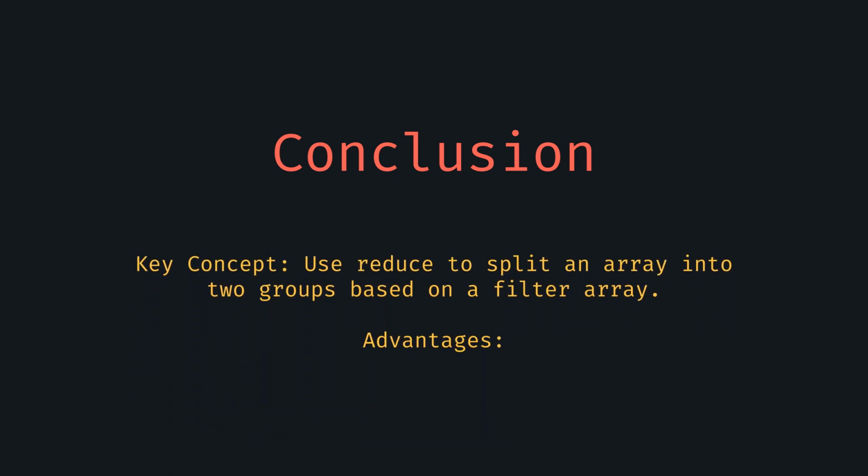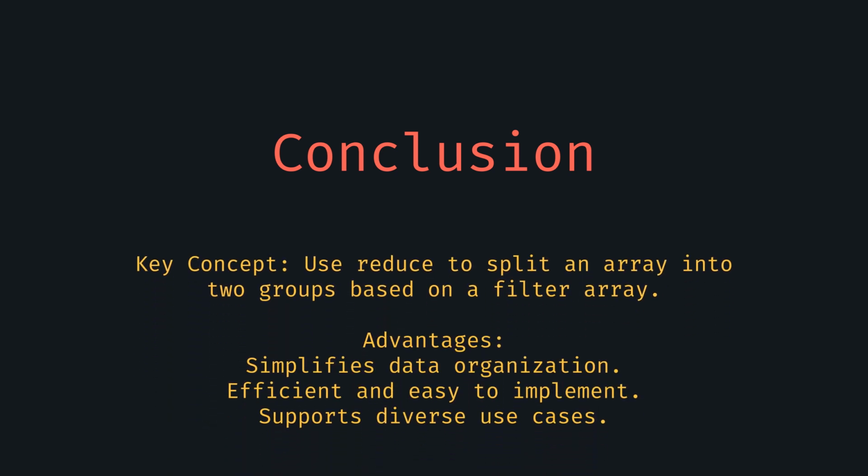To summarize, splitting values into two groups based on a filter array is a simple yet powerful approach for organizing data. By using JavaScript's reduce method, you can achieve this efficiently and with minimal code. This technique is not only easy to use and implement, but also versatile, making it a valuable addition to any developer's toolkit.